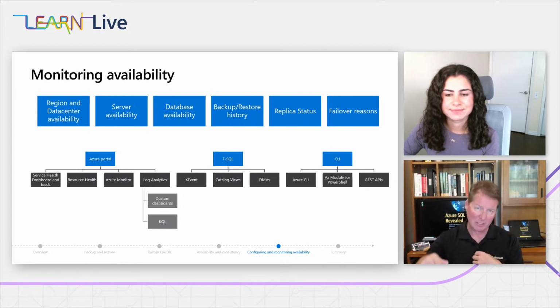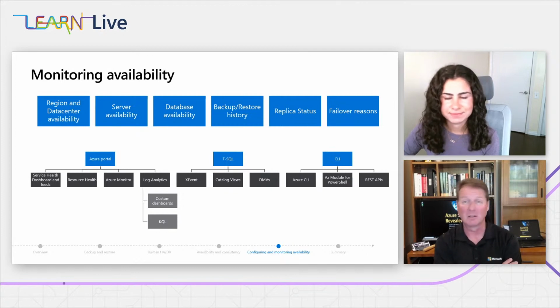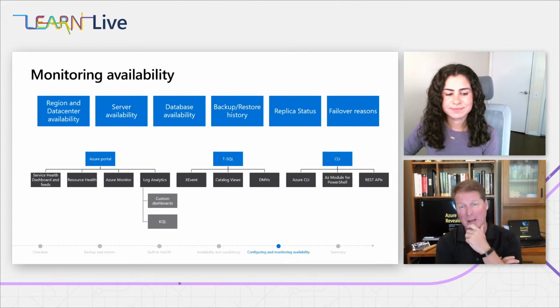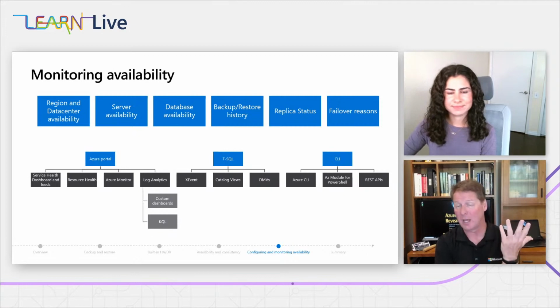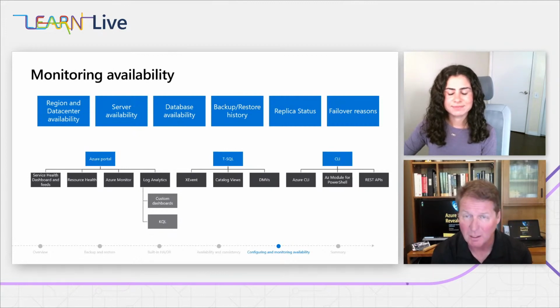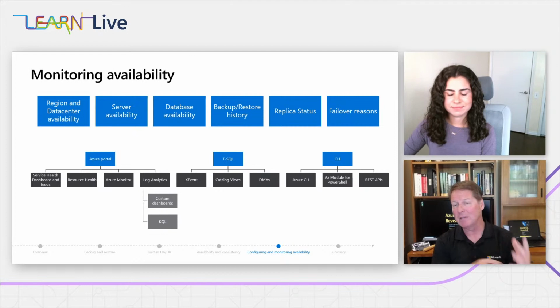Now through T-SQL, we have things like Xevent. Backup history isn't specifically available, but you could use Xevent with, say, managed instance to look at the history of what backups are being done. Although for long-term retention you can see some of those things. And even catalog views and DMVs give you other capabilities to look at things. You have the basic sys.databases query to see the status of your database.